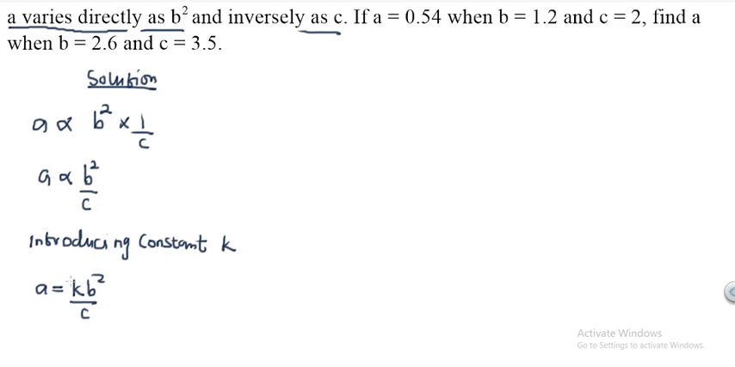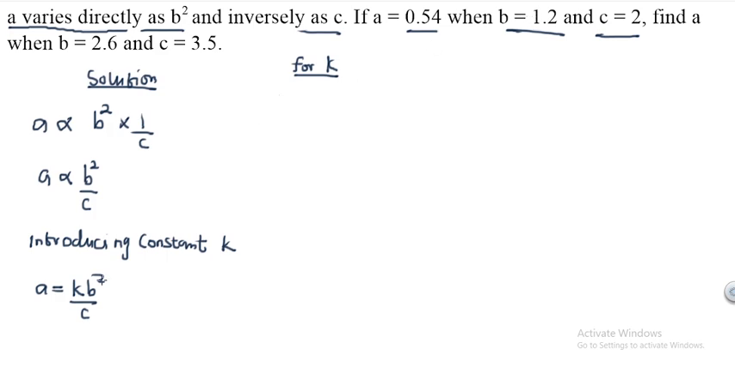Now, before I even start solving my question, the first thing I want to do is to find the value of this constant, K. We are given information that can help us find K. We are told that A is 0.54 when B is 1.2 and C is 2. So that's what we use to find K.